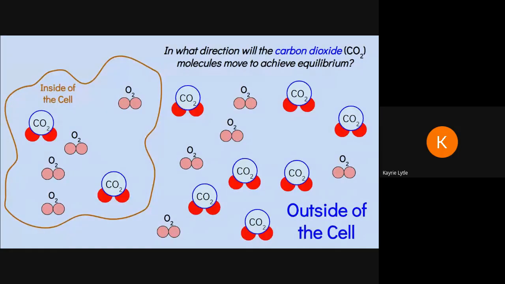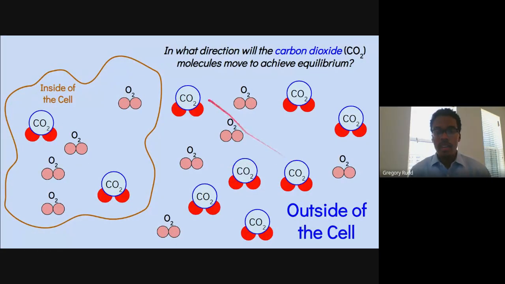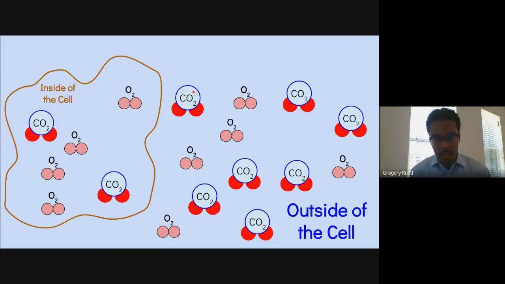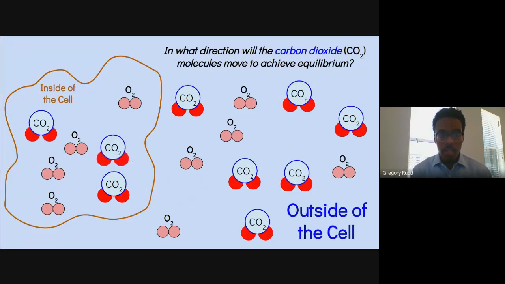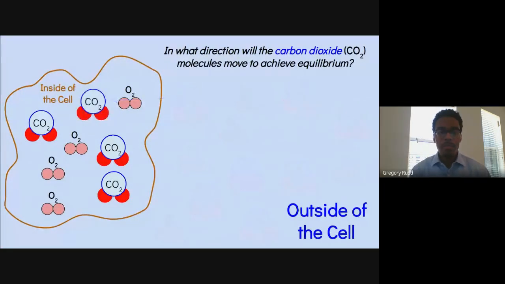The inside, right? It will flow to the inside. Again, I've got 1, 2, 3, 4, 5, 6, 7 carbon dioxide molecules on the outside of the cell, and I've only got 1, 2 on the inside of the cell. So we're in a much higher concentration out here, which means that some of them are going to flow to the inside of the cell. Some of them will flow to the inside of the cell in order to achieve equilibrium. All right.